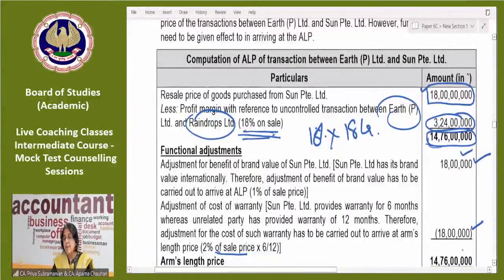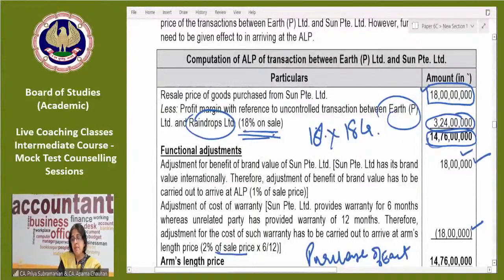So this is the arm's length purchase price of Earth Limited from Sun Private Limited. That should be 14 crore 76 lakhs. So you take the resale price of goods purchased from Sun Private Limited, and then you adopt the arm's length gross profit margin, which is the gross profit margin from Raindrops Limited, an unrelated party.